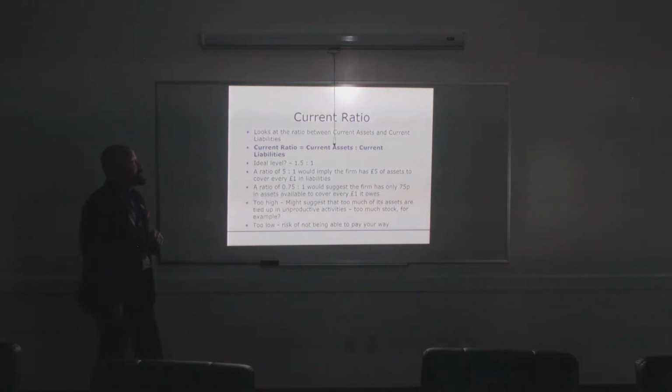A ratio of 0.75-to-1 would suggest the firm has only 75 cents in assets available to cover every $1 it owes. So they may not be able to cover all the liabilities that they have. Too high might suggest that too much of its assets are tied up in unproductive activities, too much stock, for example. That can be a problem too. Why are you not taking that cash or those assets and using them to make more money? Too low, and there's a risk of not being able to pay your way, pay off your liabilities, pay your bills.